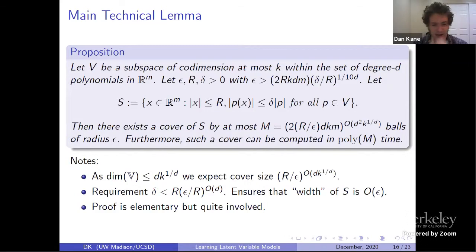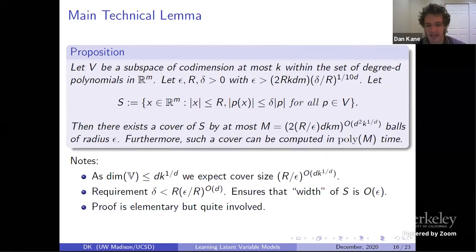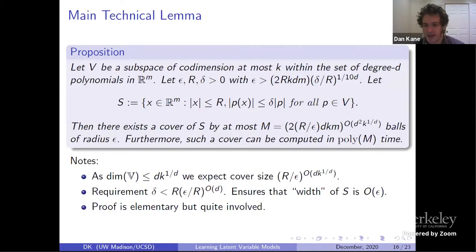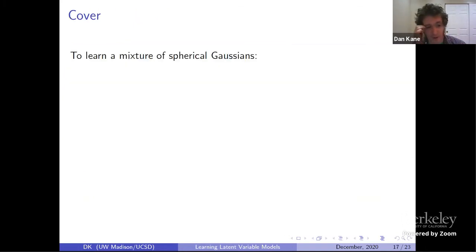And finally, we don't have time to go into the proof here in much depth. What I'll say is that the proof is essentially elementary. It doesn't use anything complicated from algebraic geometry. It just uses some clever recursions, a bunch of linear algebra, principal component analysis, things like that. But it is quite involved. It's not a simple proof, but it is an elementary one. But okay, so given this, how are we going to use it?